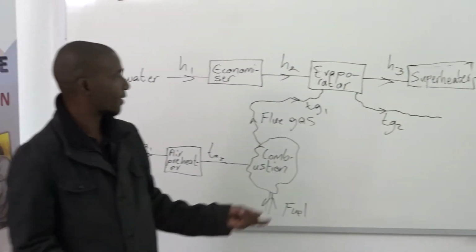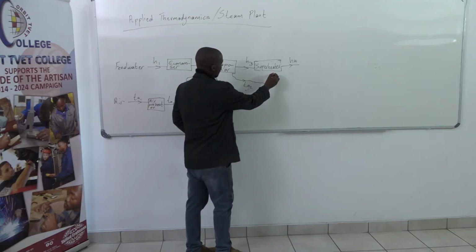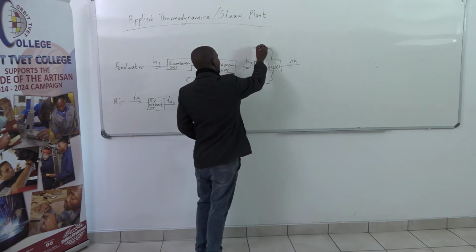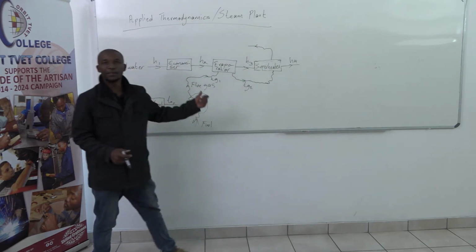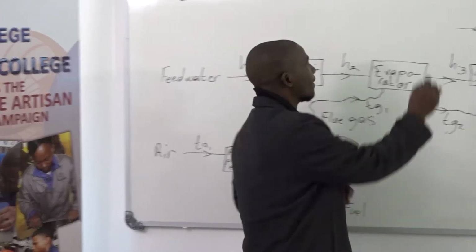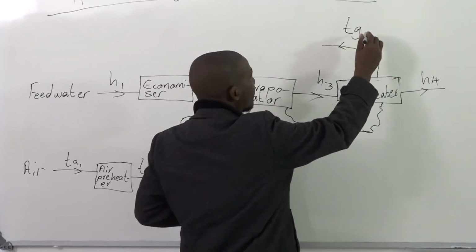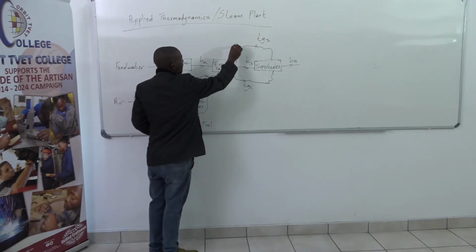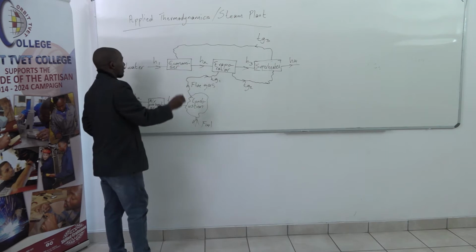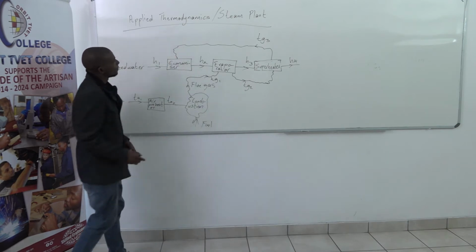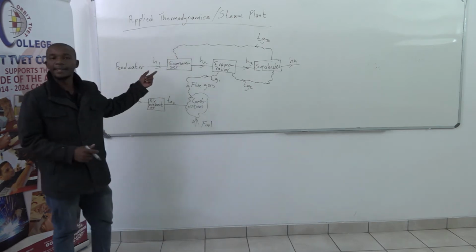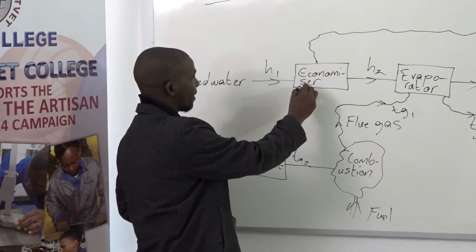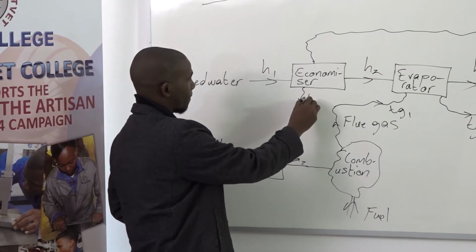From the evaporator, the flue gas goes into the superheater. Its temperature again decreases as it loses energy to the steam inside the superheater. The temperature decreases to TG3. After the superheater, the flue gas goes into the economizer, and then it exchanges heat with the steam inside the economizer. Its temperature again drops to a lower temperature, TG4.